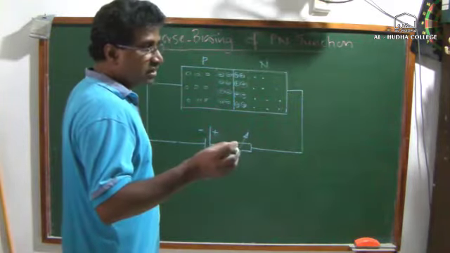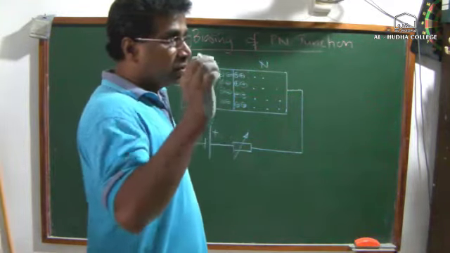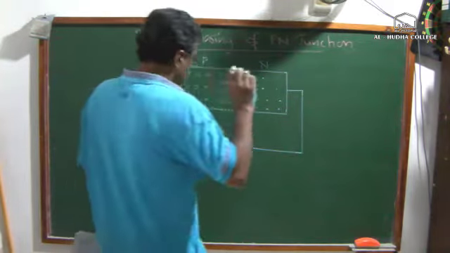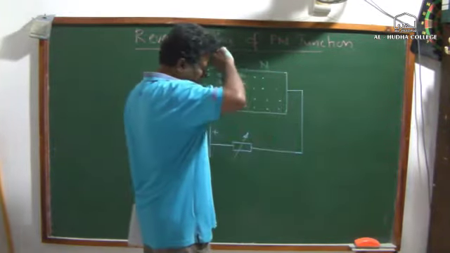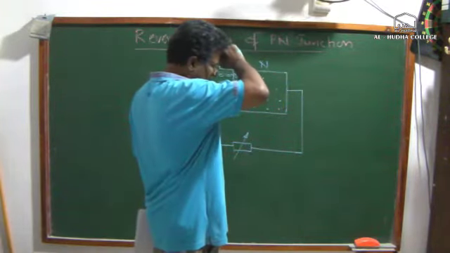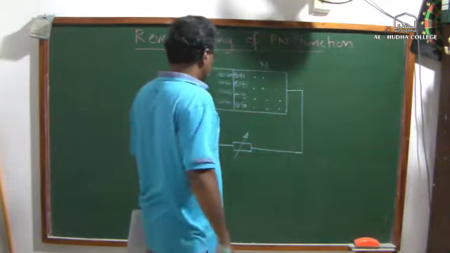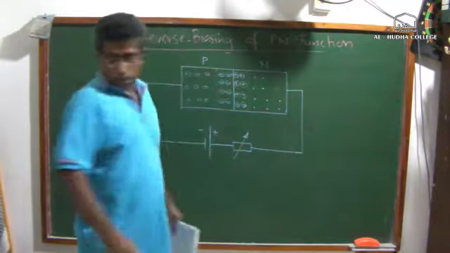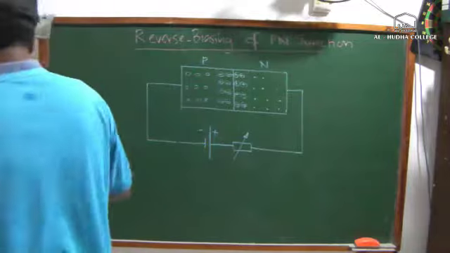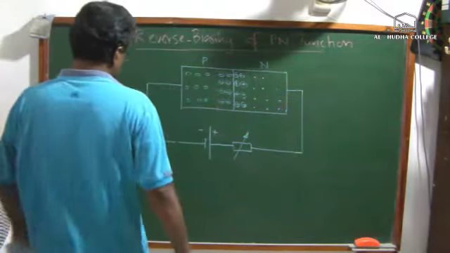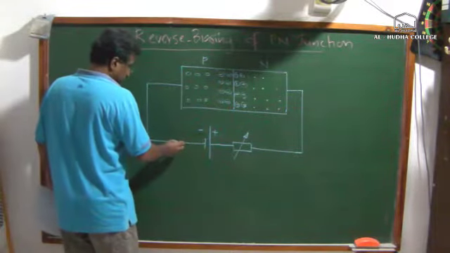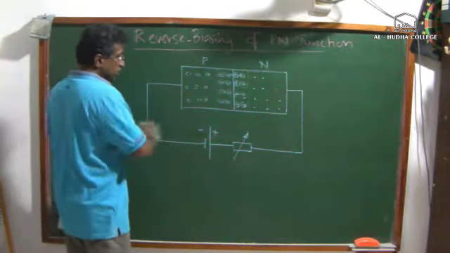The minority carriers produce a very small current called reverse saturation current. So except for reverse saturation current, there will be no current flowing.